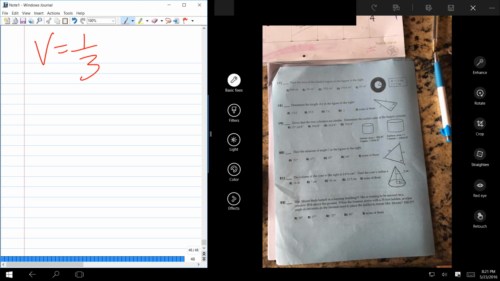If I had a cylinder that had this as the base and that was the height, then the volume would be the area of the base times the height. But for a cone, it's the area of the base, which is pi r squared, times the height, but times 1/3. And that 1/3 applies, all it has to do is go to a point. It doesn't have to be a cone. It can be a triangular pyramid, or it can be a square pyramid. Anything that goes to a point is going to be 1/3 of the volume that it would be if it was a prism.